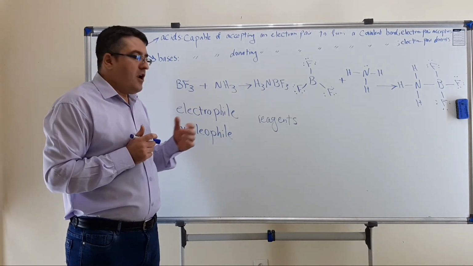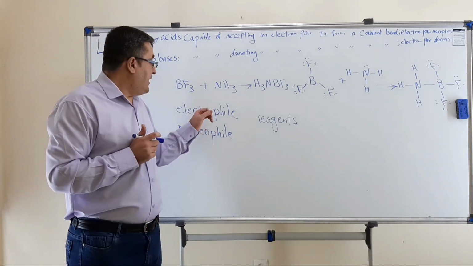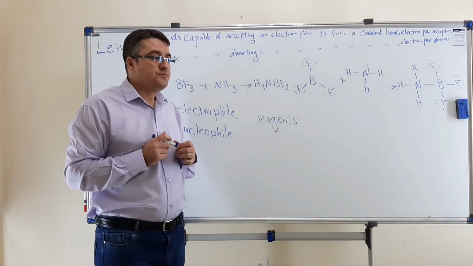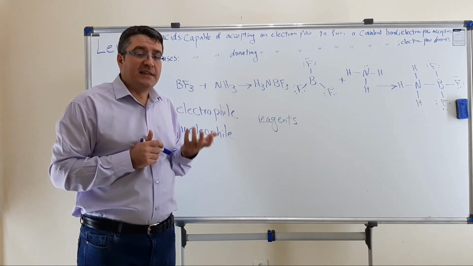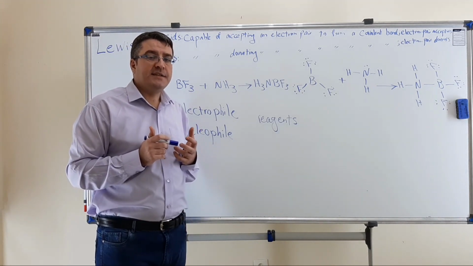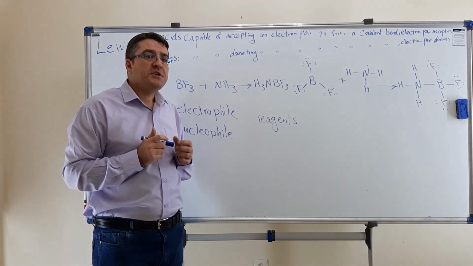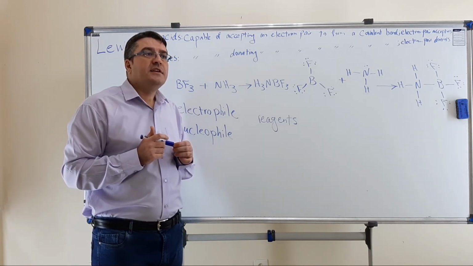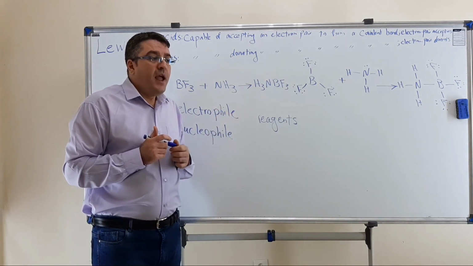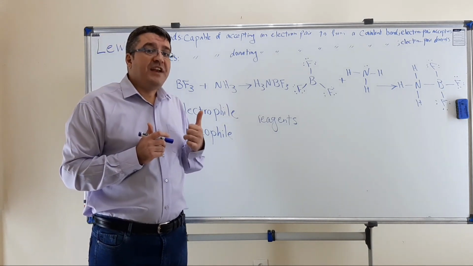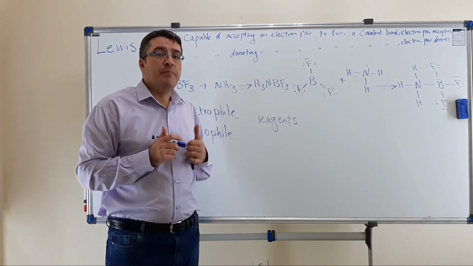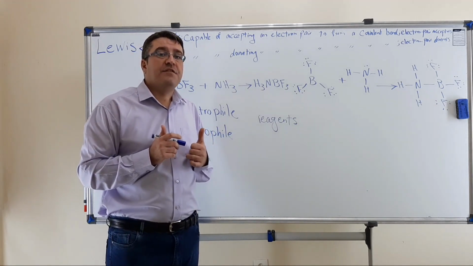Also, there are differences in the associated terms. For example, Lewis acidity is a term to show the tendency of a substance to act as a Lewis acid. It is related to thermodynamics and it is measured in terms of relative equilibrium constants. On the other hand, electrophilicity is a term to show the relative reactivity of an electrophile. It is related to kinetics and it is measured in terms of relative rate constants.